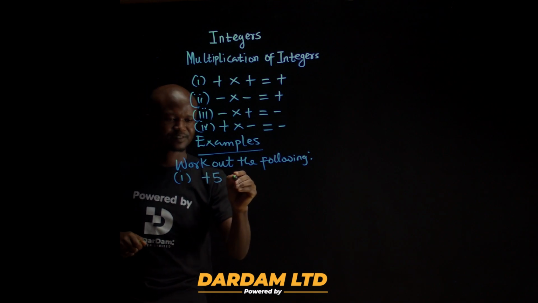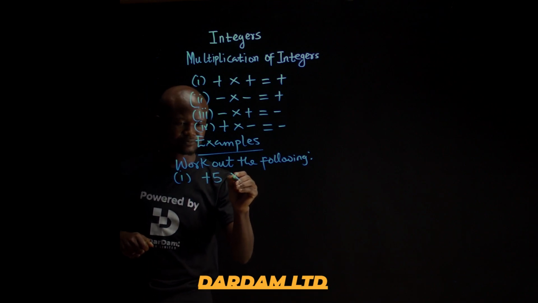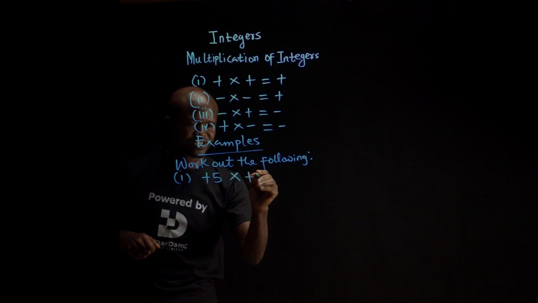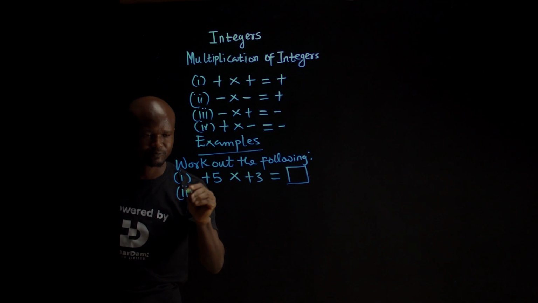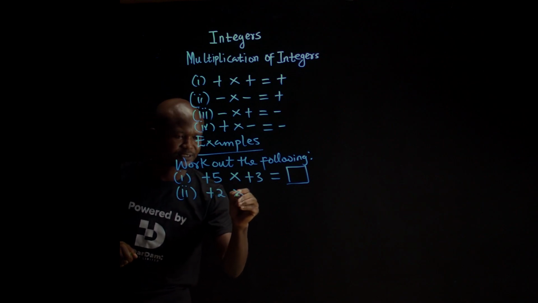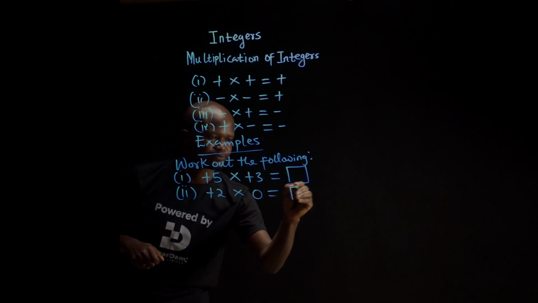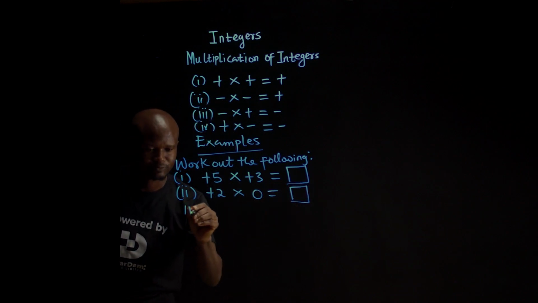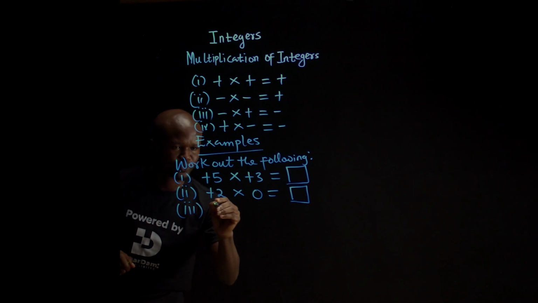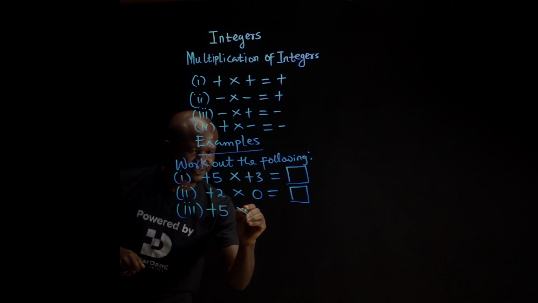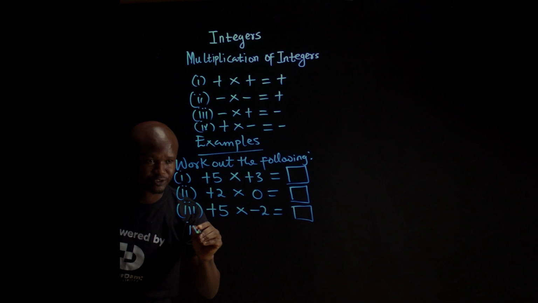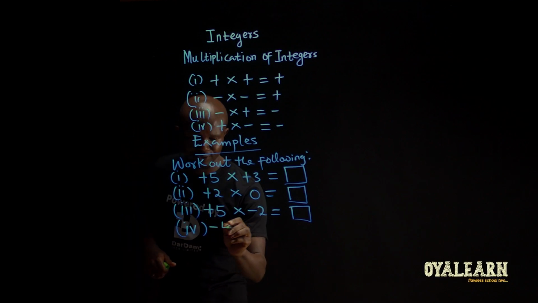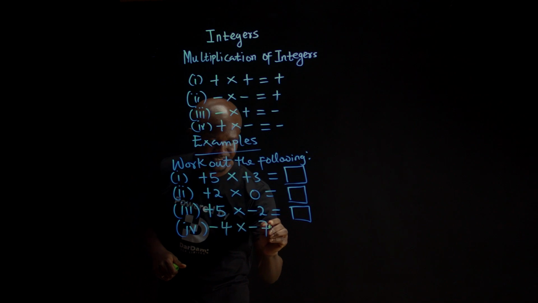Plus 5 times plus 3, plus 2 times 0, the third one we have plus 5 times minus 2, and the fourth one we have minus 4 times minus 7.